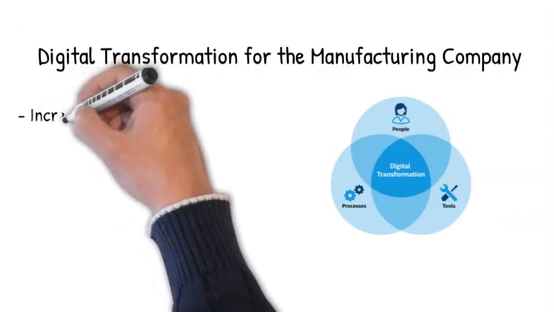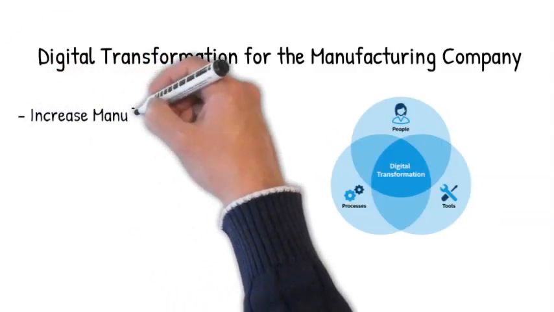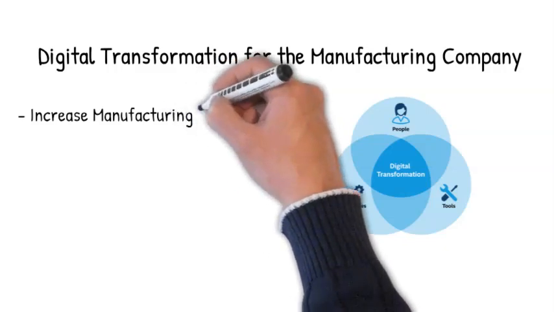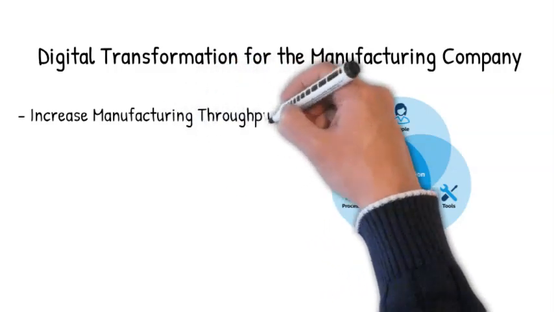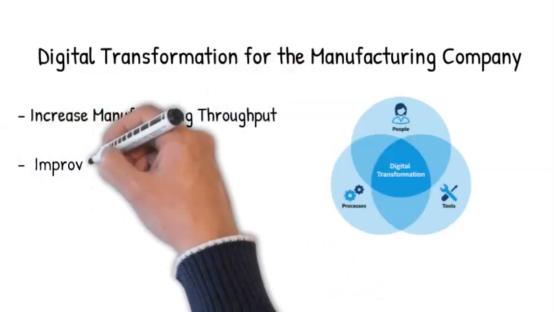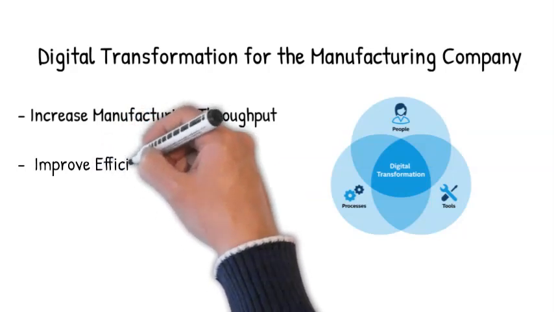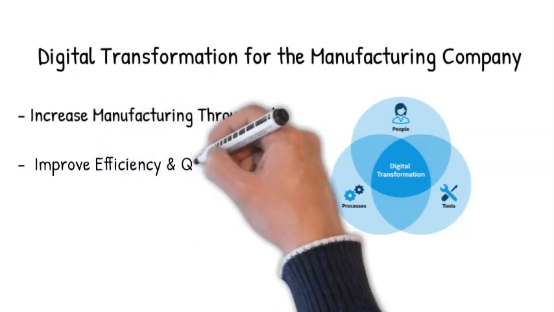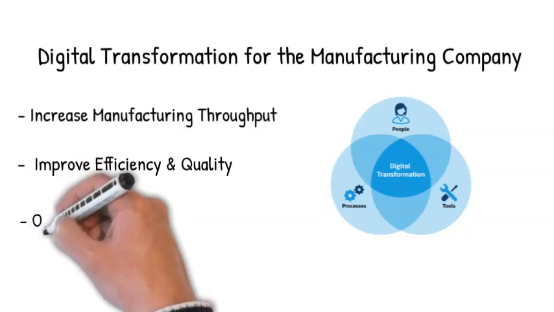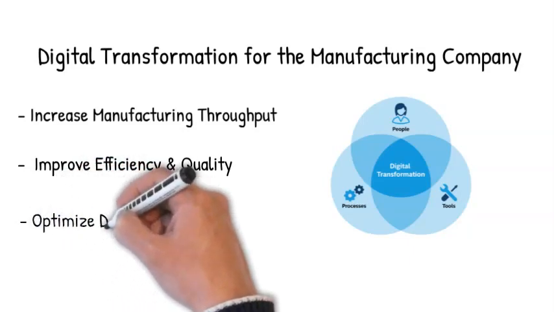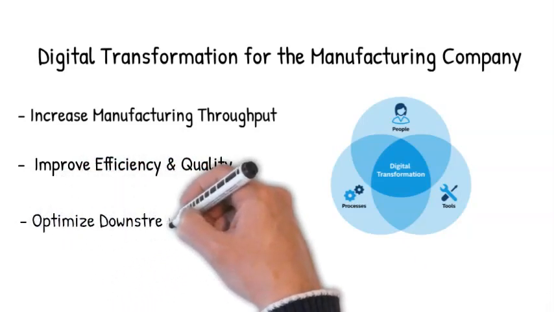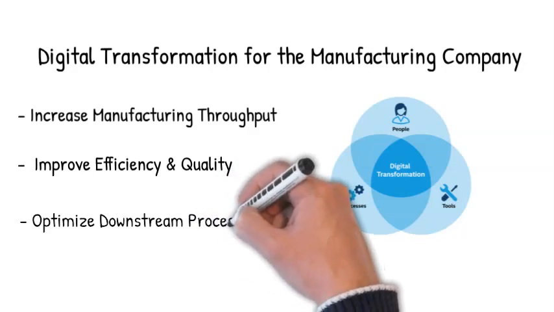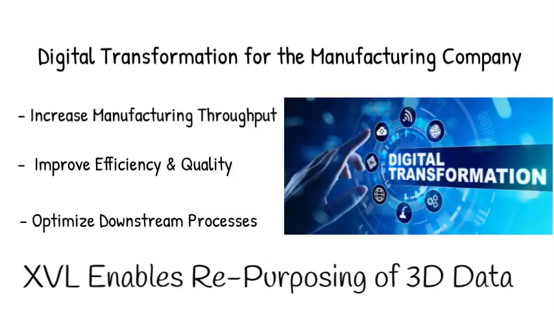Digital transformation for the manufacturing company, XVL offers a powerful solution. In short, companies can increase manufacturing throughput by achieving higher levels of efficiency with increased quality. Companies use XVL to streamline processes downstream from product design, satisfying a number of use cases. More on that later. This is all made possible by a unique 3D format that is CAD agnostic and accurate.